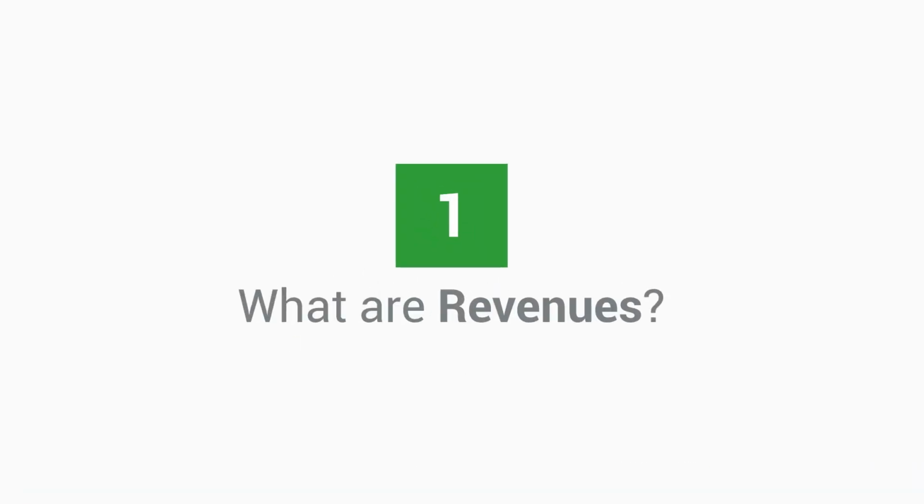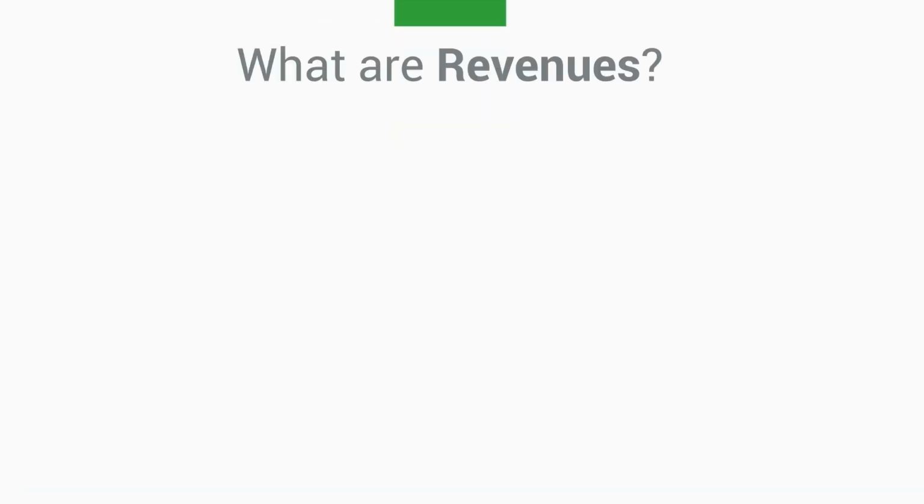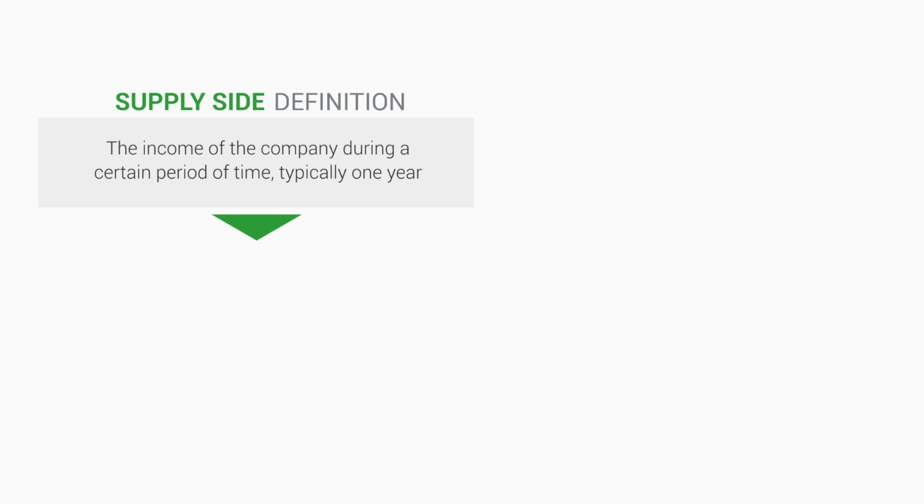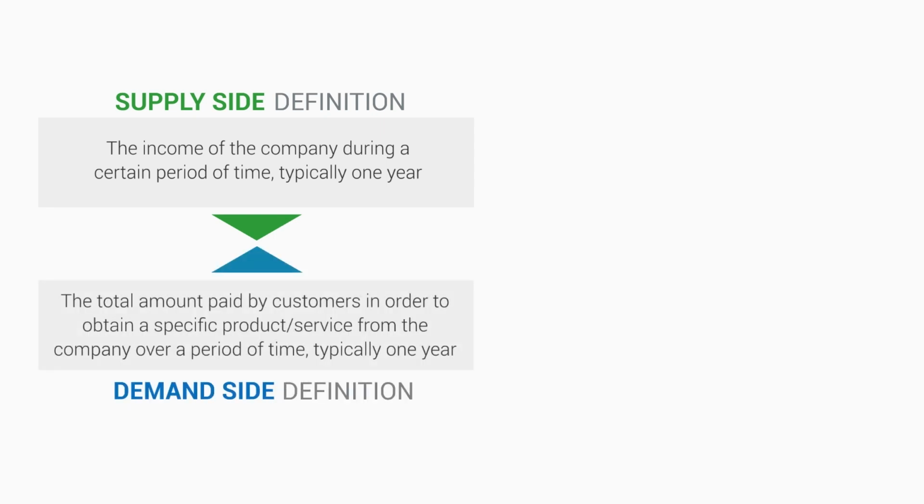Revenue can be seen from 2 points of view. The supply-side definition of revenue is the income of a company over a certain period of time, typically 1 year. By contrast, the demand-side definition is the total amount paid by customers in order to obtain a particular product or service from a company over some period of time, again, typically 1 year.